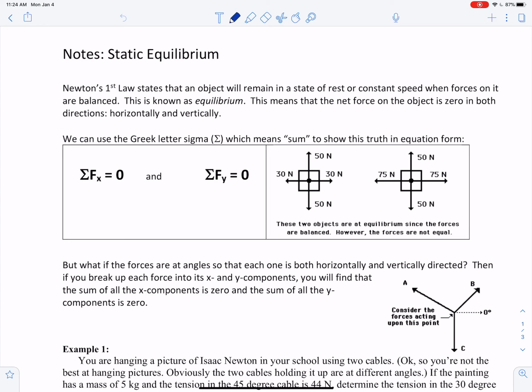Hey folks, this is Mr. Woodward. Let's talk about something called static equilibrium, the idea that something is at rest.